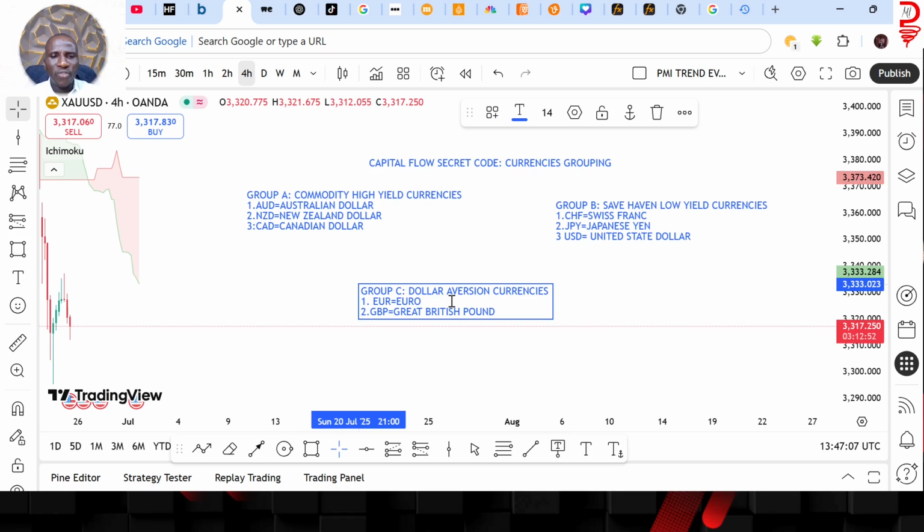So when investors see that the economy of the United States is not in a good shape, and maybe there is a particular geopolitical tension that is affecting the stability of the economy of United States, people tend to move their funds away from dollar. Now, the implication of this is that these currencies are going to gain value as dollar loses value. You need to take note.